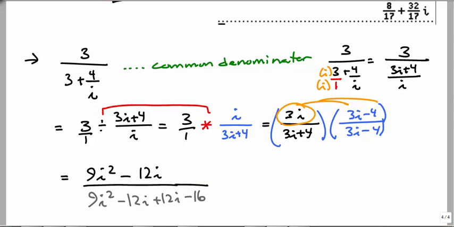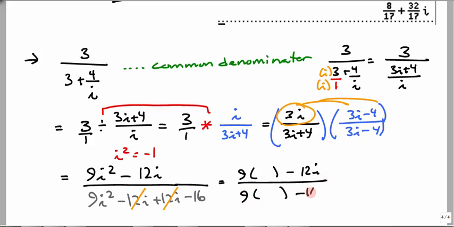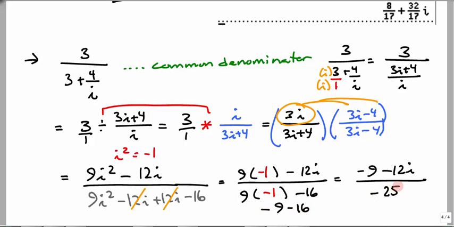Now what happens when you multiply by a conjugate is things cancel, and that's what's happening here. And then of course we want to remember i squared is equal to a negative 1. So here we have a couple of negative 1s that we can plug in there. Again, i squared is equal to a negative 1. So in the numerator I have a negative 9 minus 12i, and in the denominator I'm going to have a negative 9 minus 16, which is a negative 25.